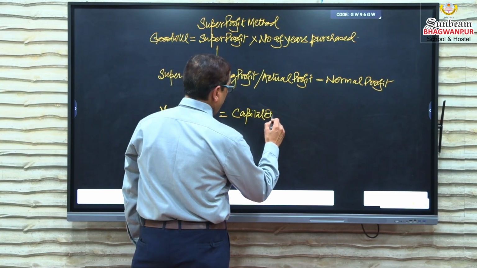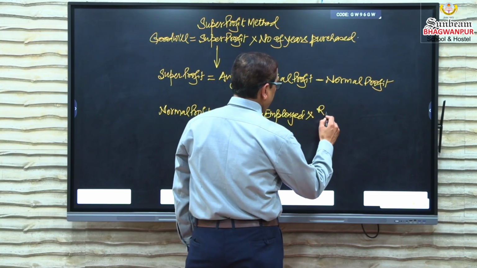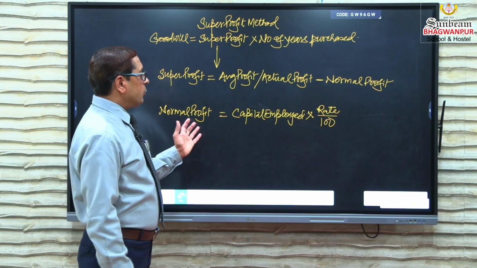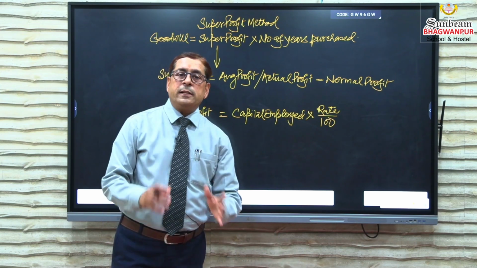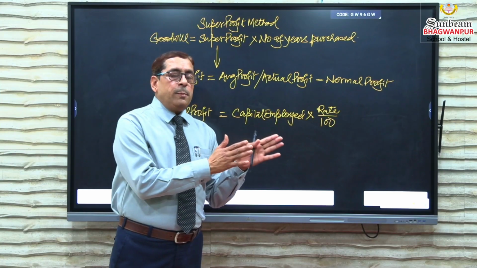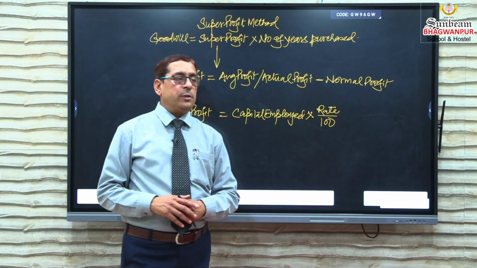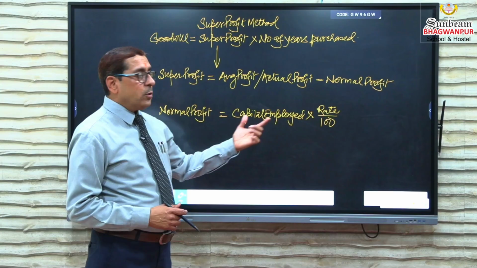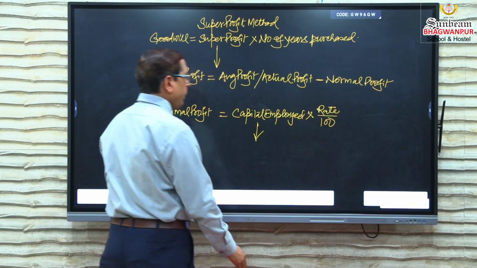capital employed multiply rate upon 100. Normal profit is equal to capital employed multiply rate upon 100. This normal rate of return is always given in the question. This is the rate of return in a similar industry engaged in the same types of business operations. What you have to find out, you have to calculate capital employed.